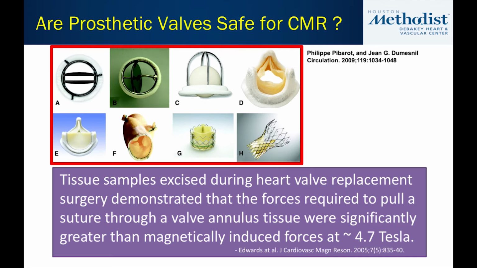There actually have been studies done to look at what the forces are that are required to pull a mechanical valve out from the tissue when it's sewn in properly.